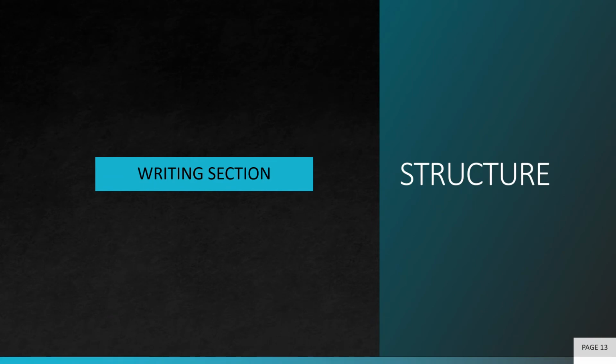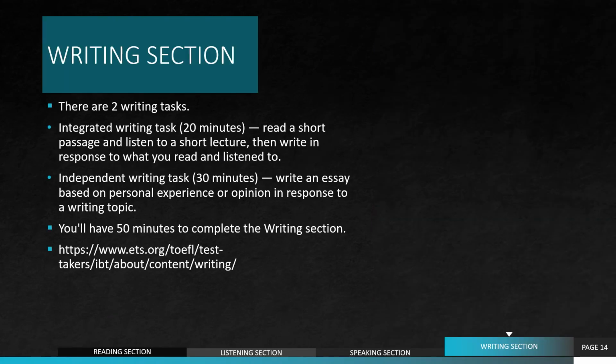Now we will be talking about the very last section, that is the writing section. In the writing section, there are two different tasks that you need to complete. The two different types of tasks are the independent writing task and the integrated writing task. In the independent writing task, you get around 30 minutes to write an essay, and this essay is based on your personal experience or based on your opinion as a response for the given passage. And in the integrated writing task, you get around 20 minutes to write an essay. You need to read a small passage and listen to a short lecture, and then write your response based on what you have read and listened to.